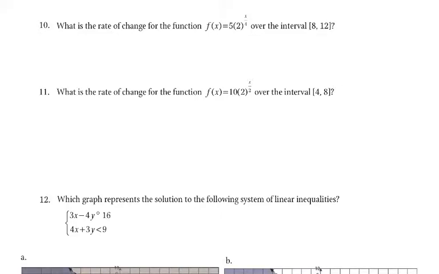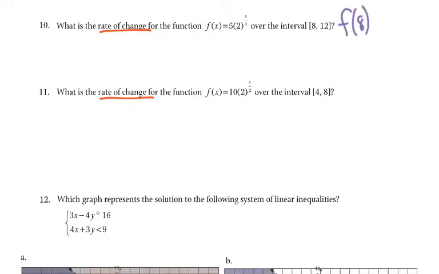Alright, jump into number 10. Now, rate of change. Rate of change is usually the slope, except when we're dealing with these exponentials. Exponentials are always going to give us an interval. These intervals stand for our x values. So I'm going to find the x value for 8 by plugging it in, find the x value for 12 by plugging it in, then we're going to find what that slope is.